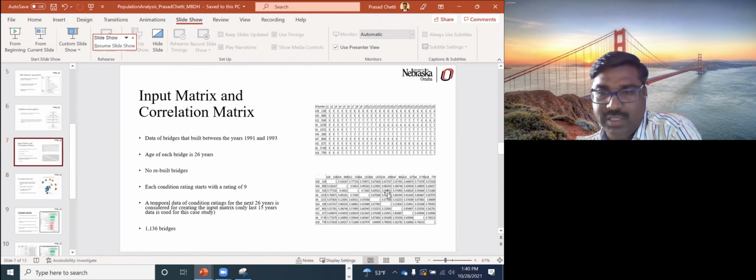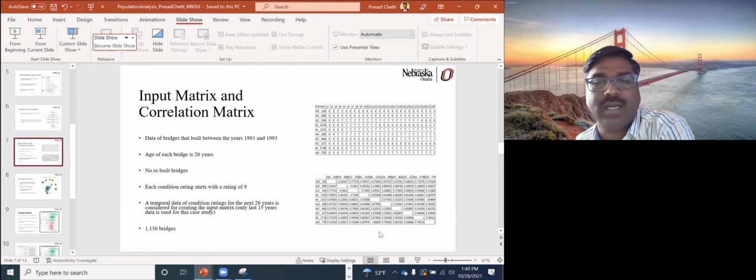As you see, this second matrix is a correlation matrix. This is time series data of 26 years, but we are considering only the last 15 years. The correlations are computed between the time series data of various bridges in the last 15 years. So these are the correlations. For the correlation coefficient, we have used Spearman's rank correlation because the data is not normal.